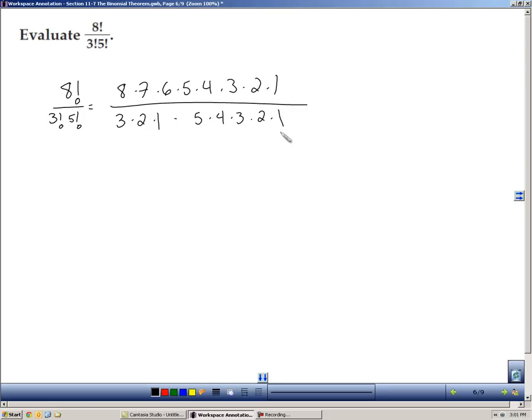And let's simplify this. Well, hopefully you can see that the 5, 4, 3, 2, and 1 can all cancel, because you're multiplying and you can cancel things. You can cancel factors that are alike on the top and the bottom. Here we can simplify. 3 goes into 6 twice. 2 cancels with that 2, and we get 8 times 7 over 1, which is 56.